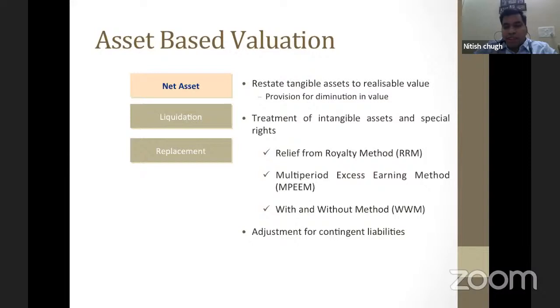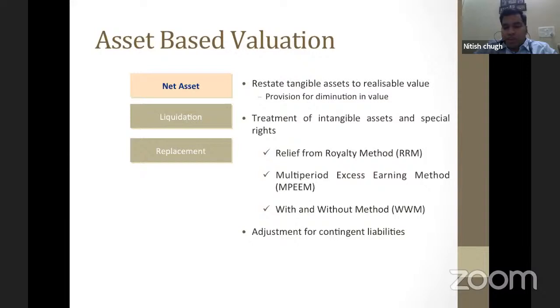Then multi-period excess earning method is calculating the excess earning that the entity is earning from the use of any intangible asset, right? So the present value of those excess earnings over a period of time will be captured, and that will reflect the fair value of that particular intangible asset.